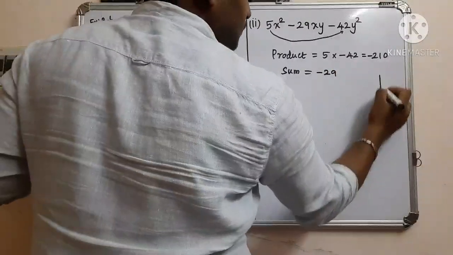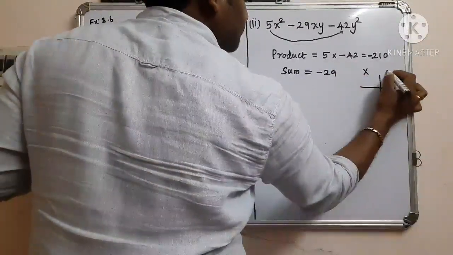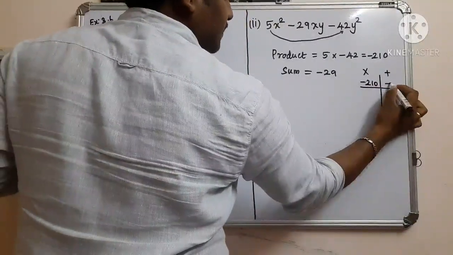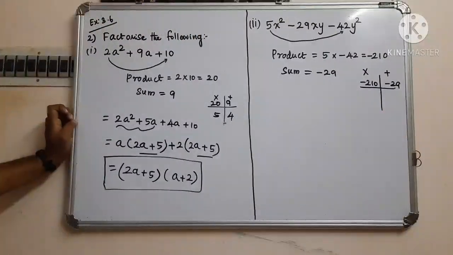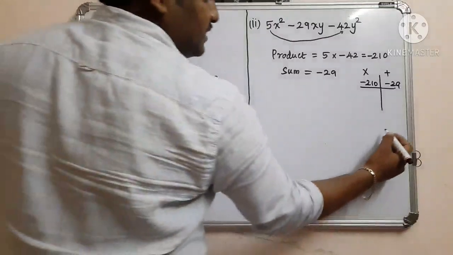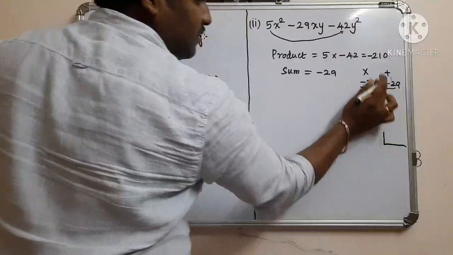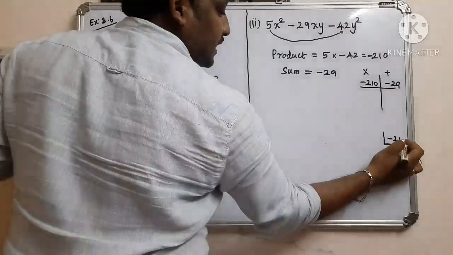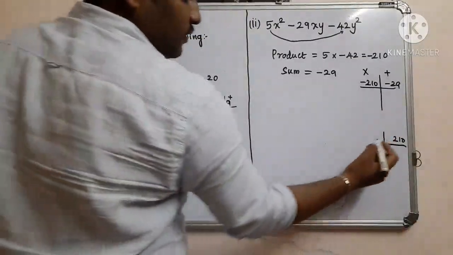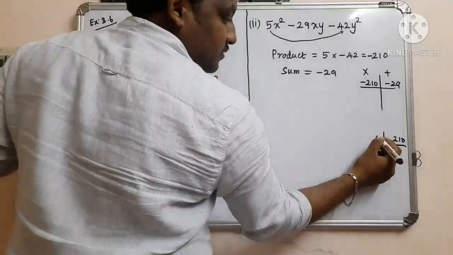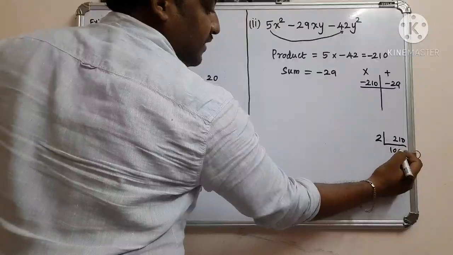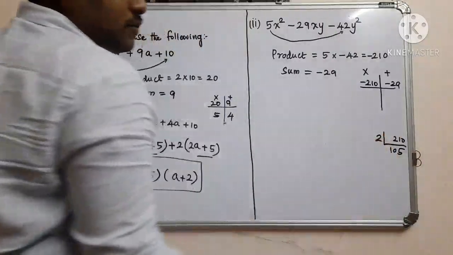Now we have to find the product term and addition term, that is, numbers for minus 210 and minus 29. Here the values are huge, so you can find them easily with the division method. What is the product value? Minus 210, or just take it as 210. You have to do it with prime factors only. The first prime factor is 2. So 1 two is 2, 0, 10, 5 twos are 10. So 105 into 2 is equal to 210.